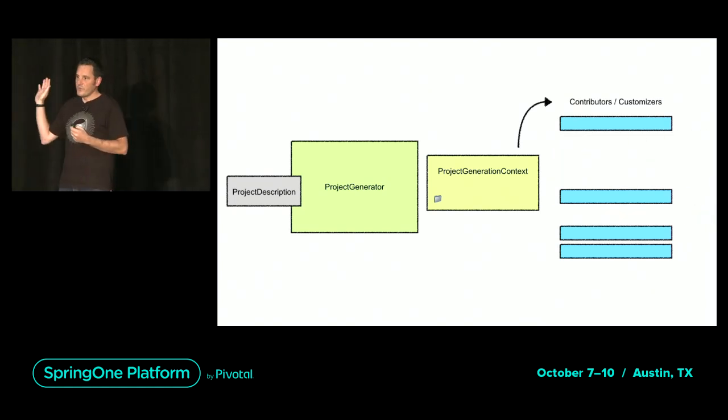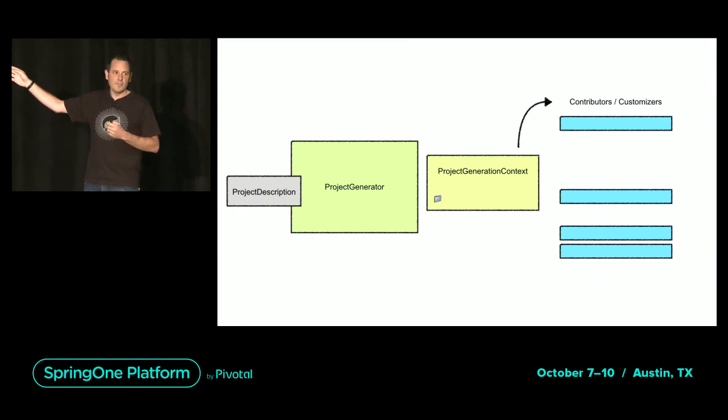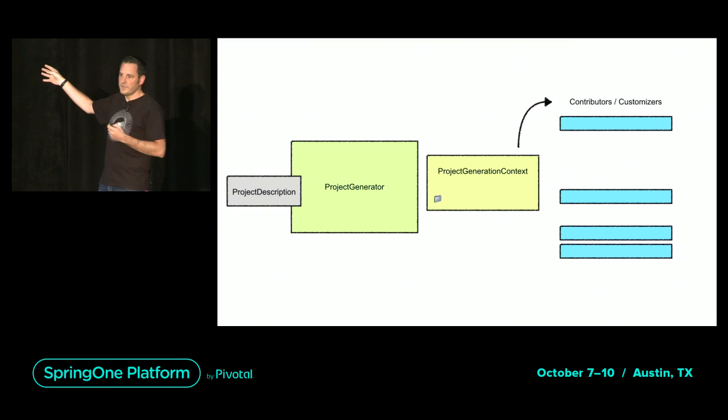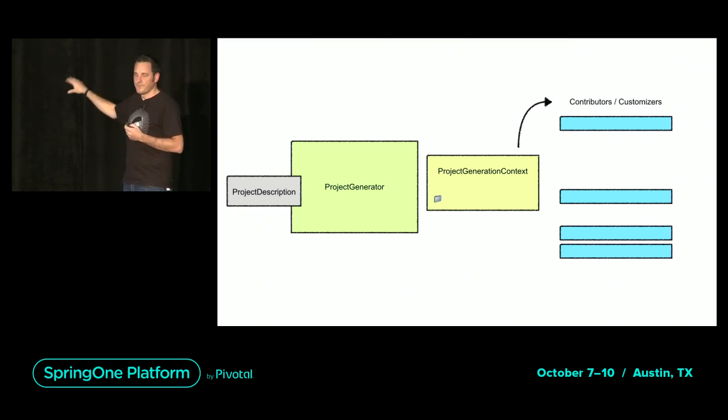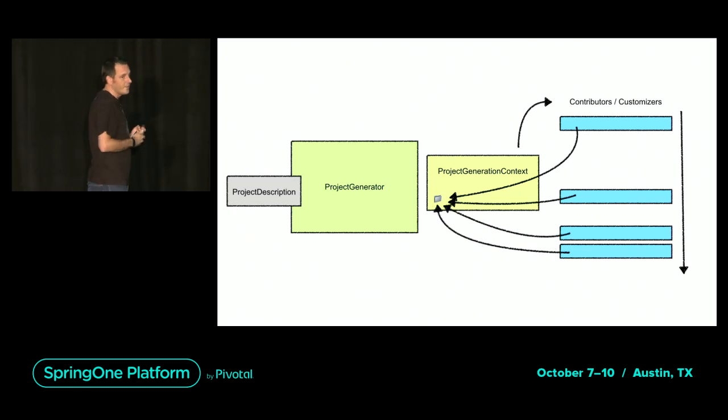So the ones that we don't need will go away. You can think of it like this: let's say in the project description you've mentioned you want to use Maven, right? If we have a bunch of contributions that are Gradle related, they will go away automatically. And once we have the contributions that we need, we will basically iterate on them and generate the project structure.